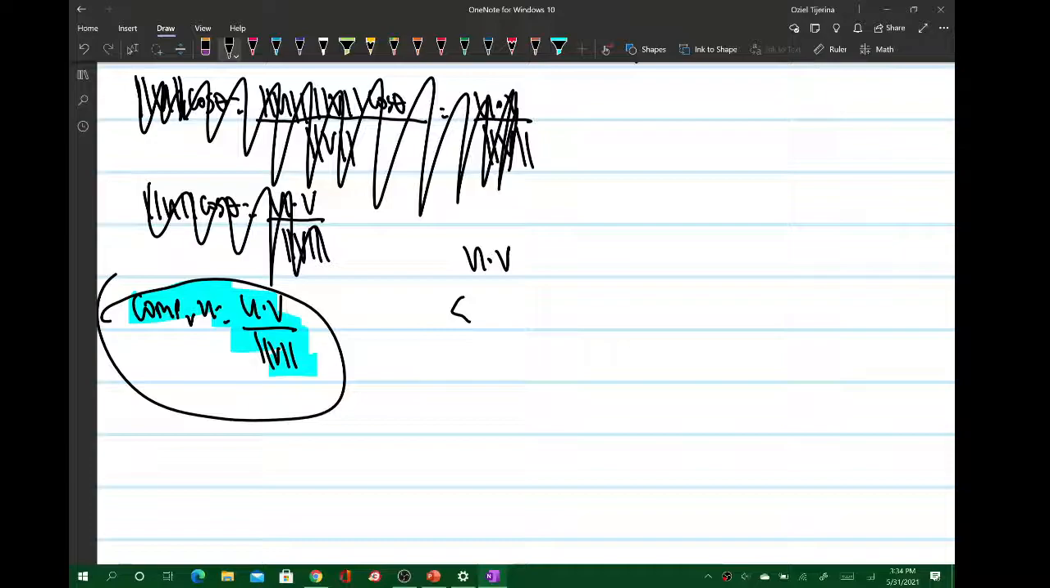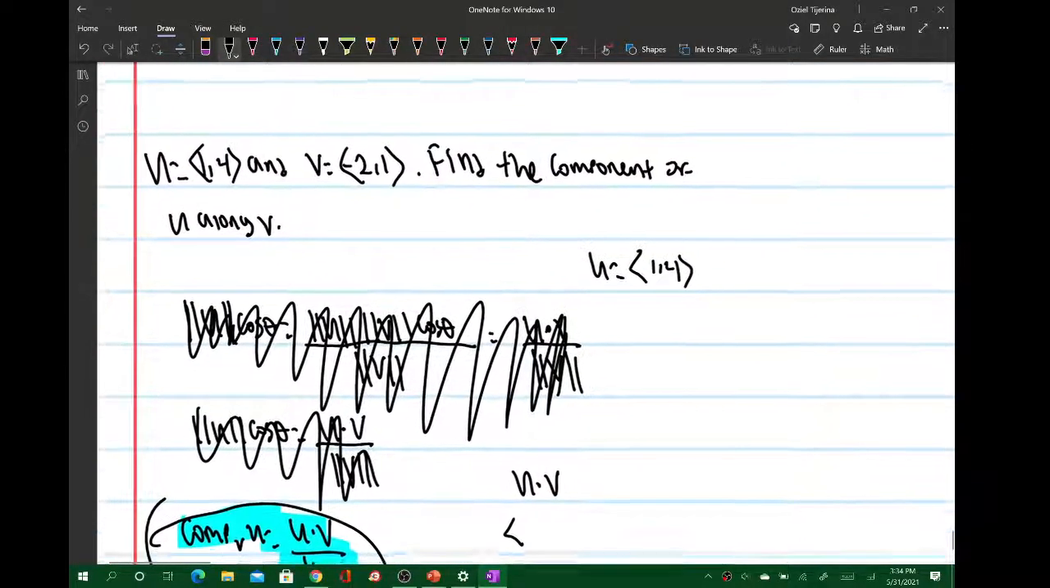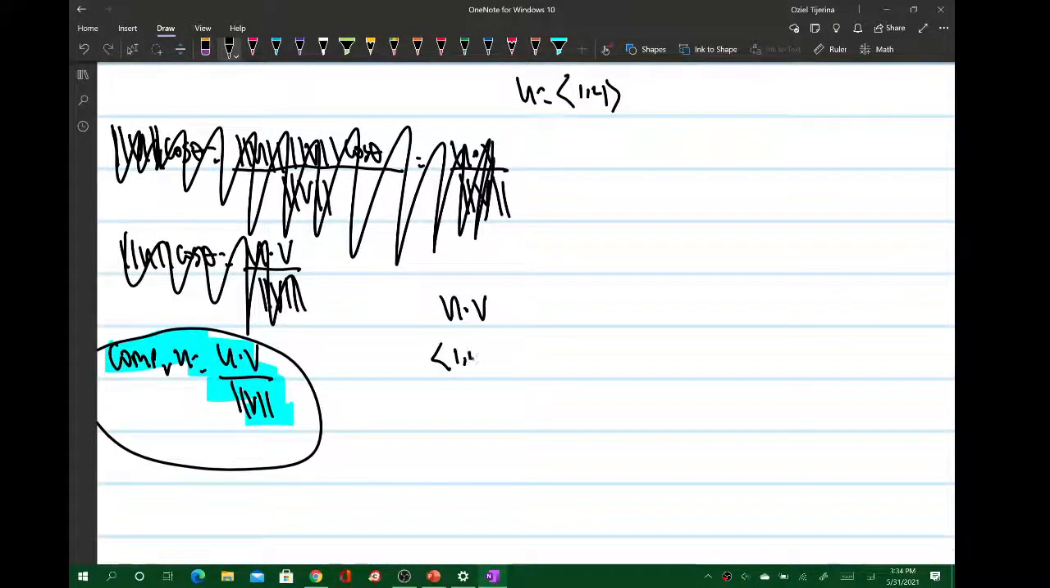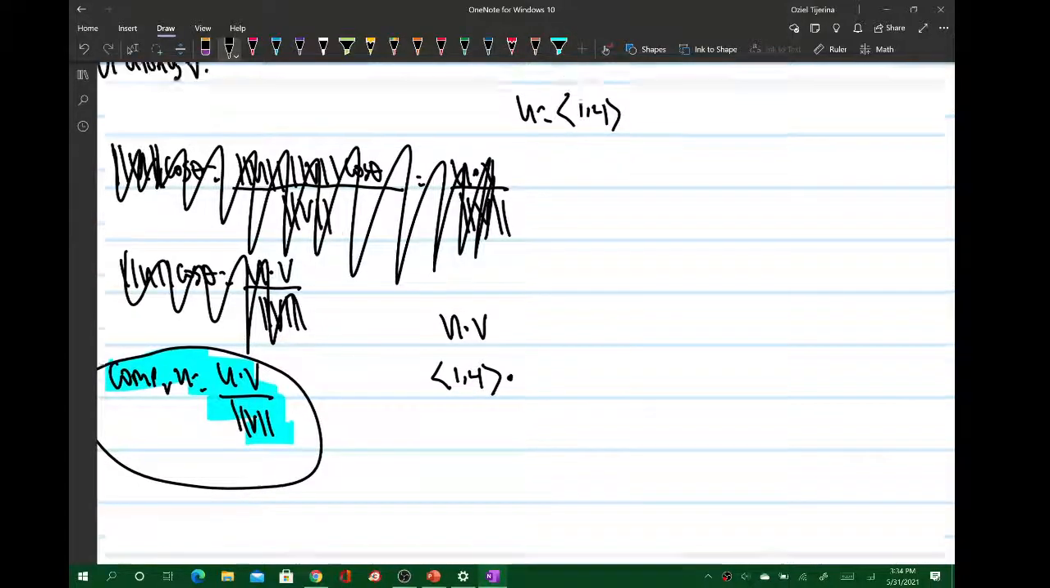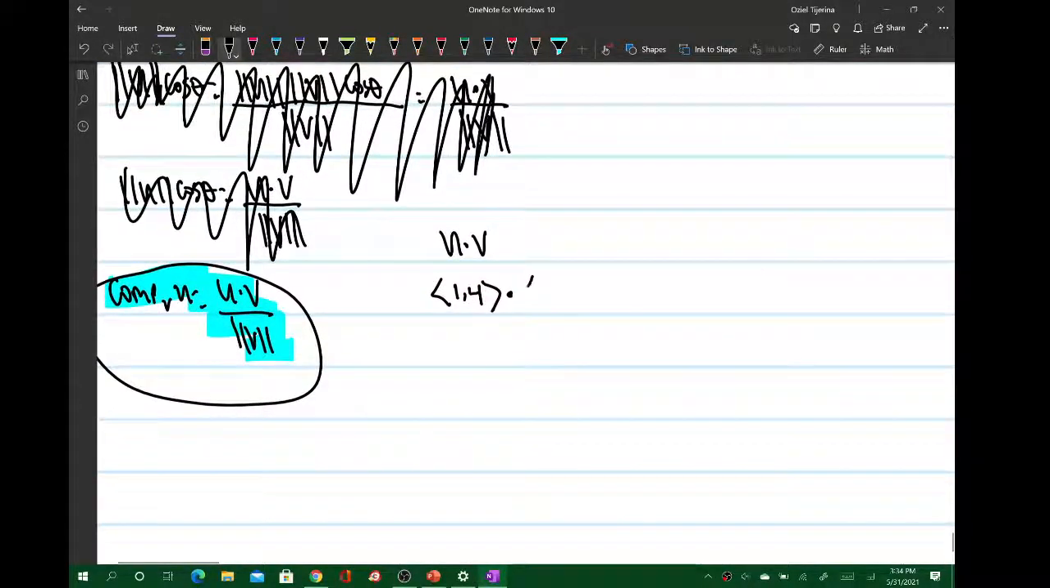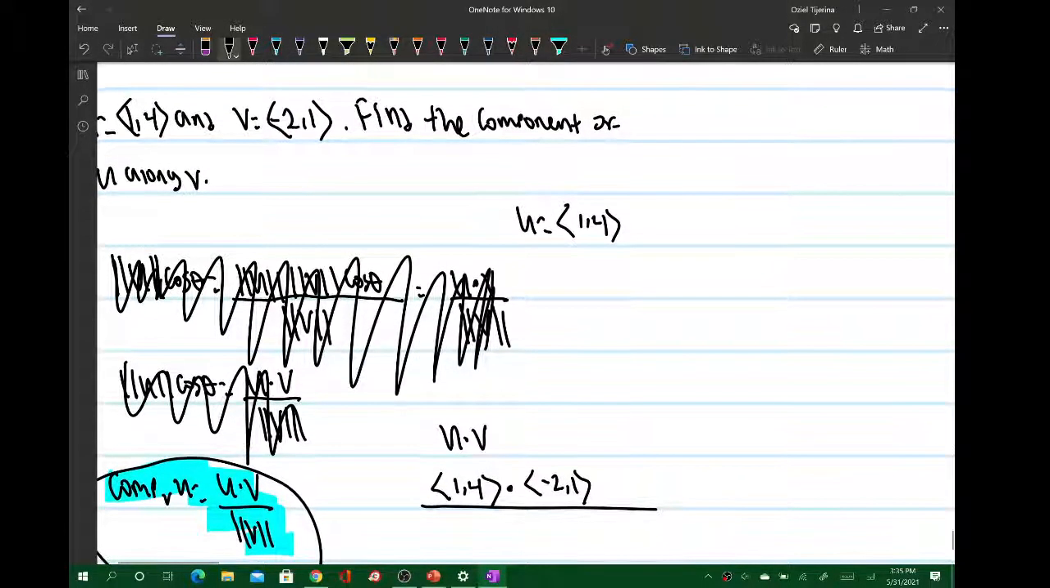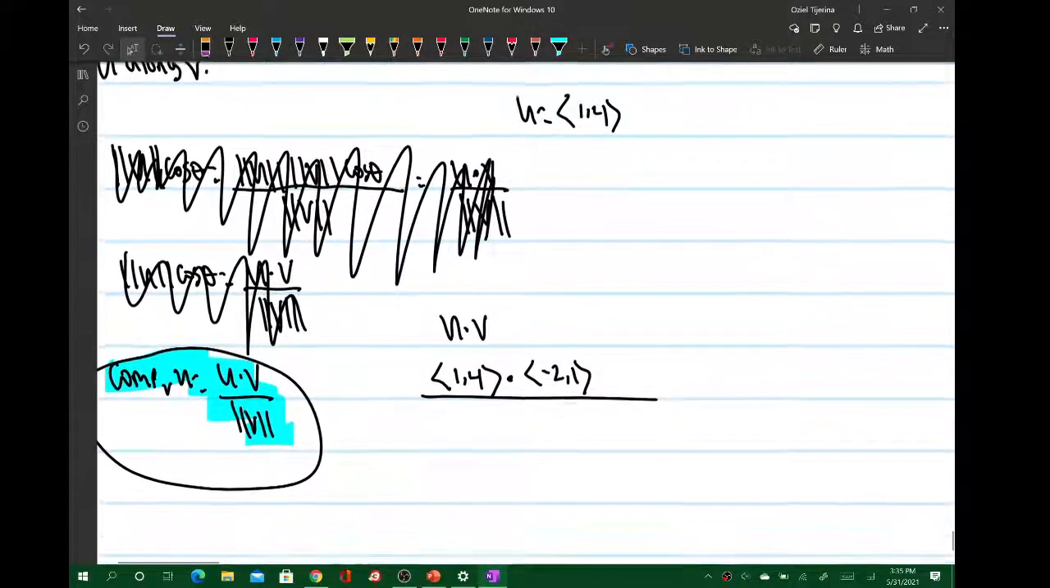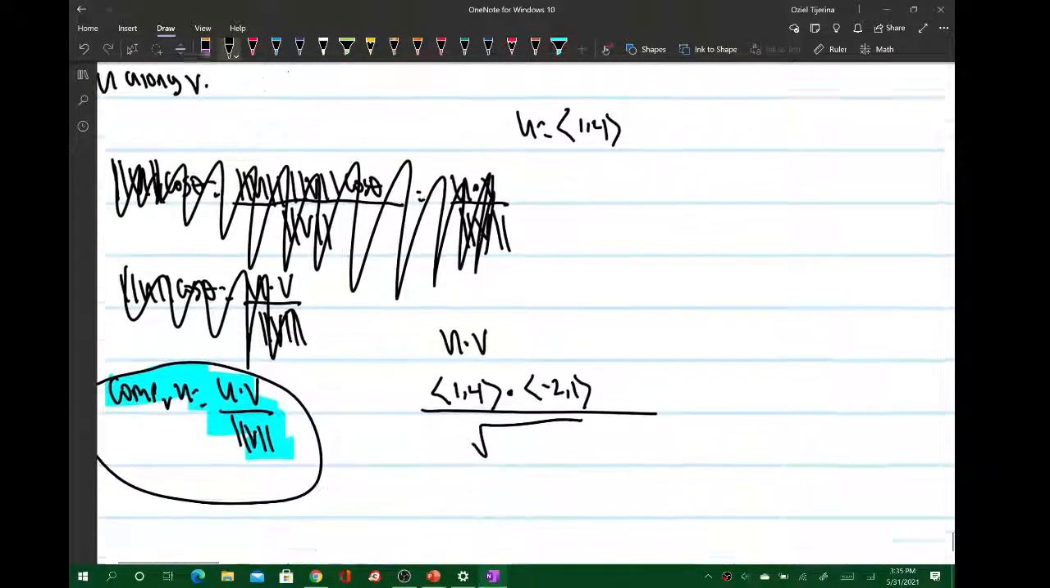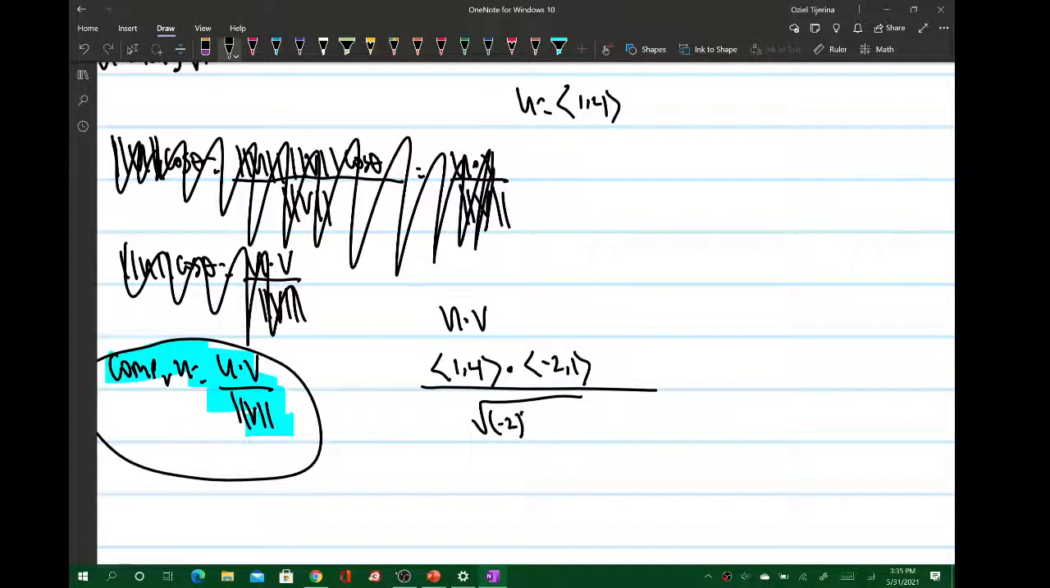So we have u dot v, which is the vector 1, 4 dot negative 2, 1, over the magnitude of v, so it's going to be the square root of negative 2 quantity squared plus 1 quantity squared.